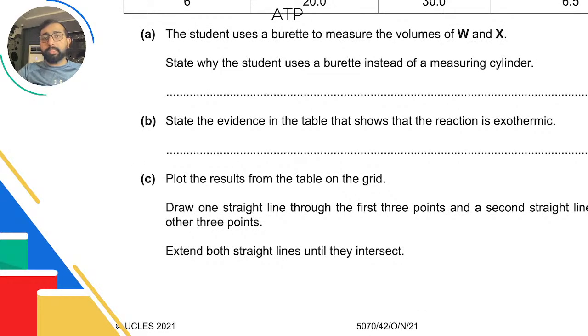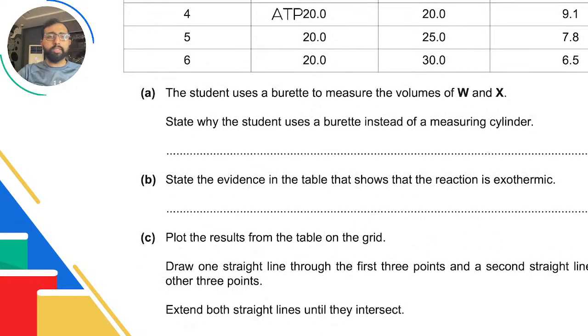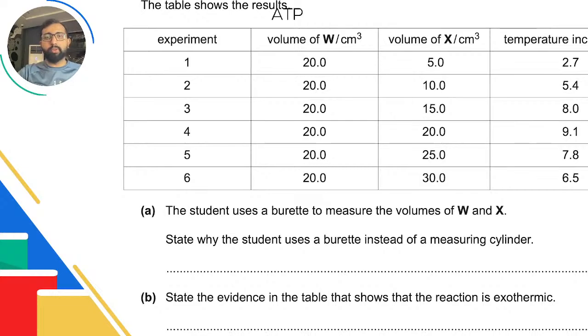State the evidence in the table that shows the reaction is exothermic. Clearly temperature is increasing. You can see the more volume you add, the more temperature you get. It's an exothermic reaction until you get to a volume which is in excess. Plot the results on the grid. Sure, you have these values, you'll put them on a grid.